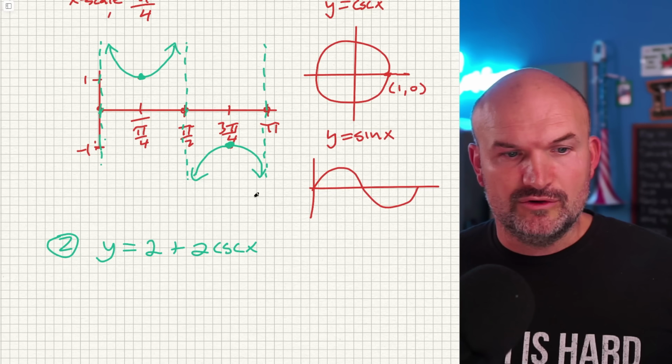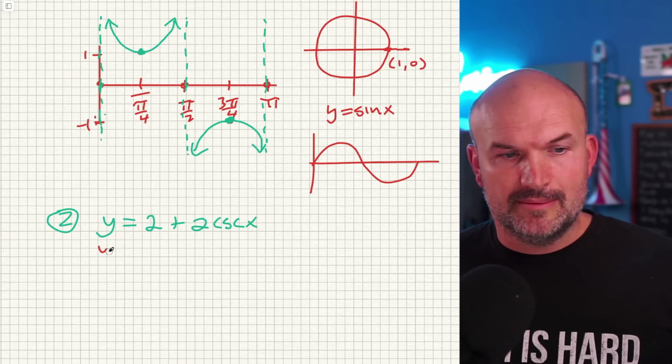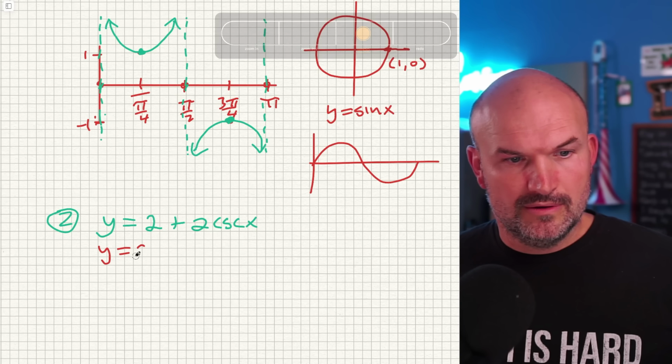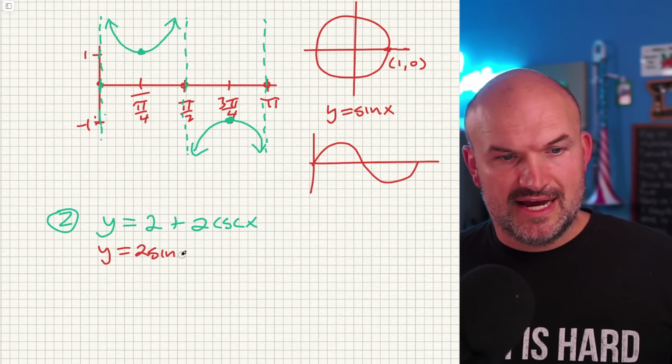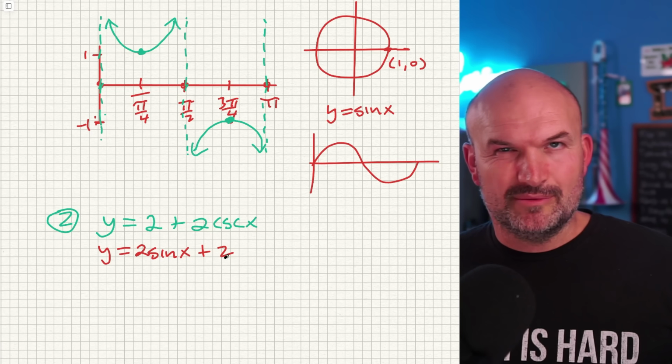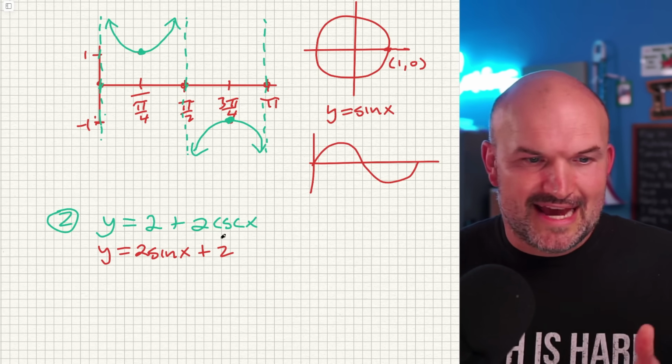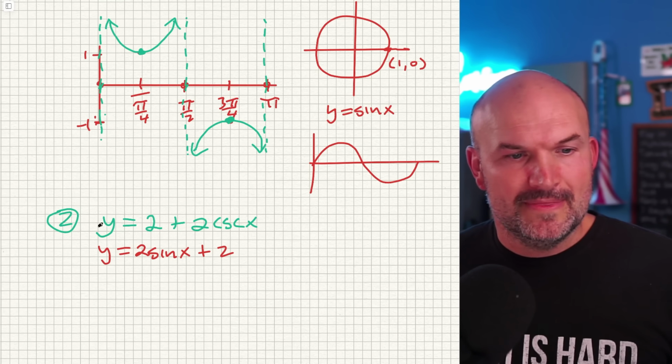But again, I'm not going to think about this in terms of cosecant. I'm going to go ahead and write y equals 2 sine of x plus 2. I always like to have the plus 2 at the end. It gets familiar to me. I like to have that vertical shift at the end, okay?